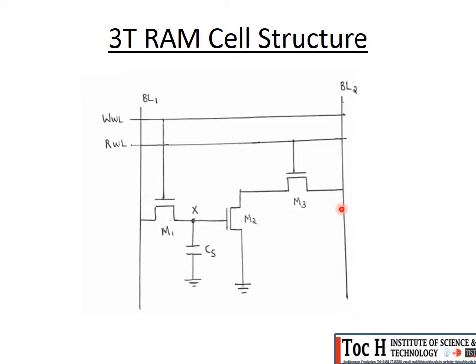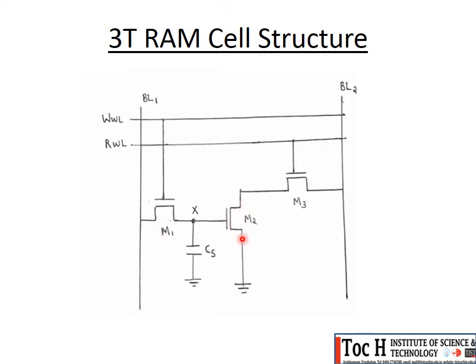So the first step in the read operation is pre-charge BL2 to VDD. That is the first step. Now the second step is enable the respective word line. So here we are doing the read operation, so the word line RWL will be enabled. As we enable RWL, the transistor M3 will get turned on. After that, what about this transistor M2? M1 will be off, because WWL will not be enabled, so M1 will be off.